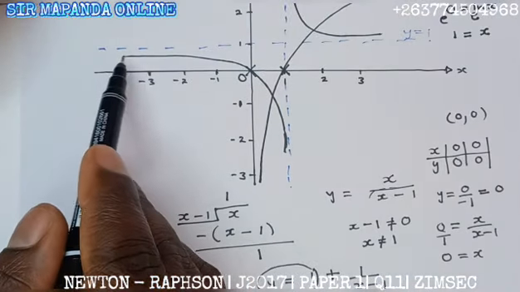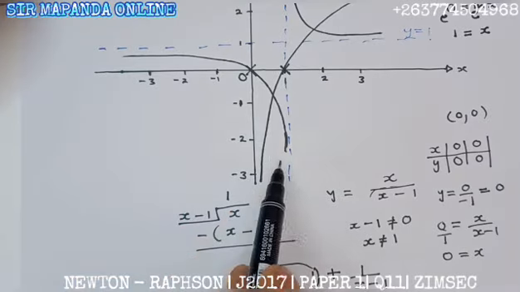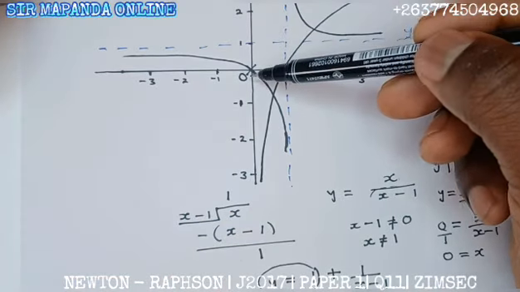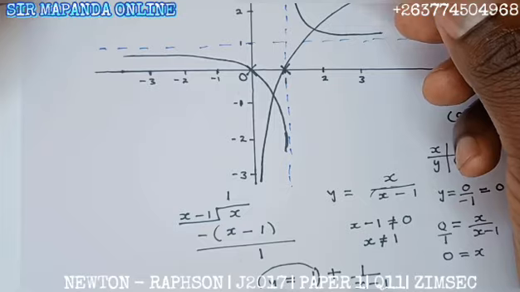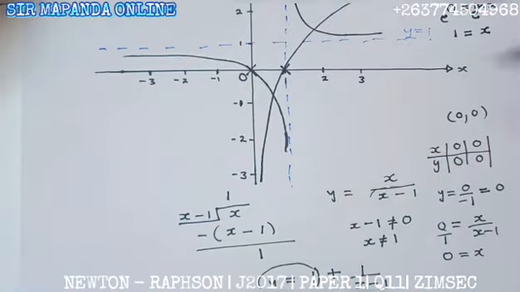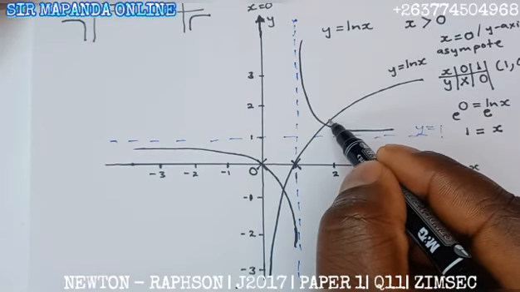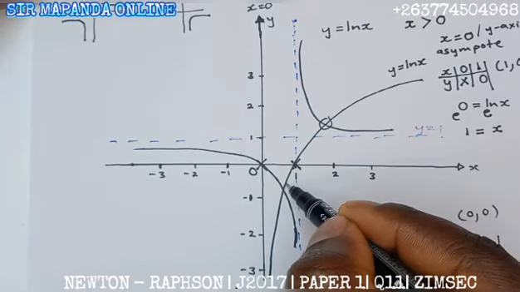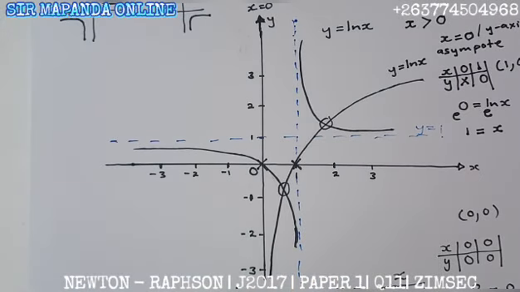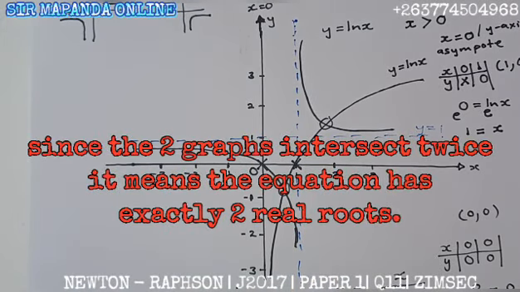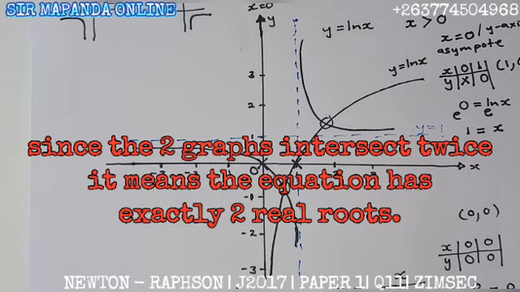If you plot in this quadrant, it means the other curve will be in the opposite quadrant. So since we have plotted the first curve here, it means the second curve is opposite to this one, and it is located in this quadrant opposite to this quadrant. You can clearly notice that our graphs are intersecting twice at this point and at this point. So you give your conclusion. Since the two graphs intersect twice, it means that the equation ln x is equals to x over x minus 1 has exactly 2 real roots.